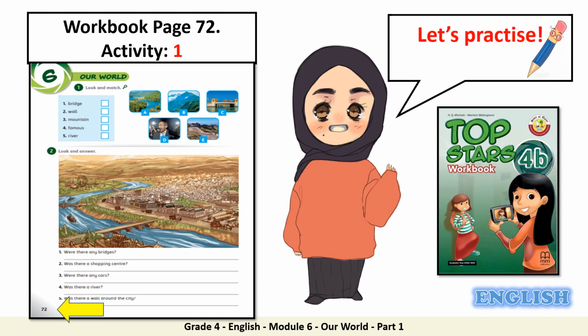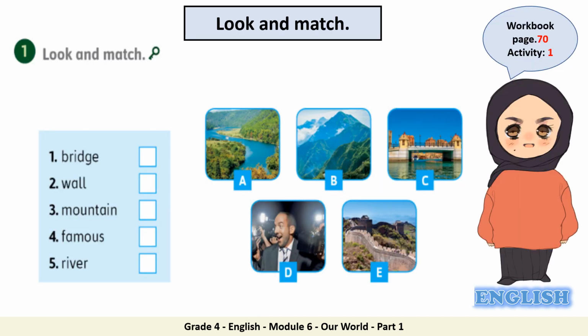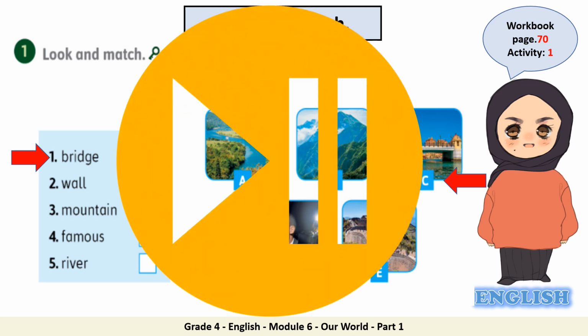Let's practice the words. Open your workbooks, page 72, activity number 1. Look and match. We have 5 words and 5 pictures. Read the words carefully, then match them to the correct picture. Let me start with the first one for modeling. Bridge. Can you spot the bridge? Sea. Now pause the video and do the rest by yourself.